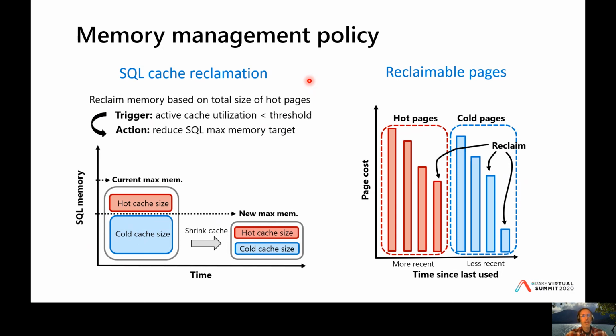And if that active cache utilization falls below threshold, then the service sends a signal into the engine to reduce the SQL maximum memory target. Now, when that target is reduced, page evictions and cache entry evictions start to occur, but it's not necessarily the oldest cache entries that are evicted first. Instead, the principle is to evict cache entries that are the least costly to rehydrate.